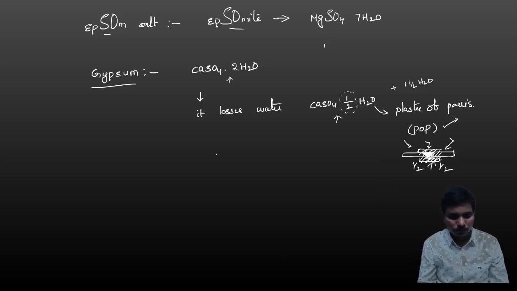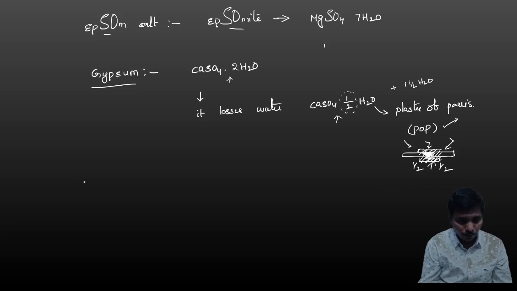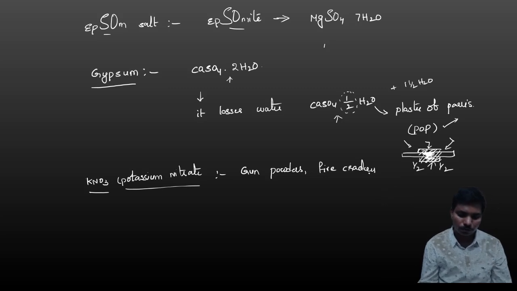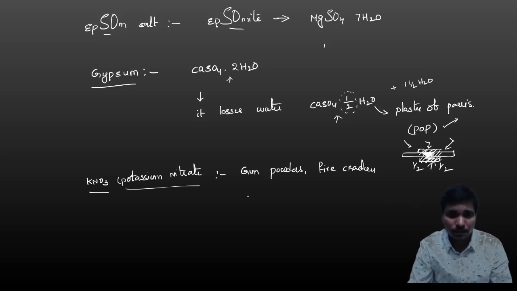Okay, gypsum, and some potassium nitrate, KNO3. Potassium nitrate is generally used in gunpowders and firecrackers. Okay, these are some important points.